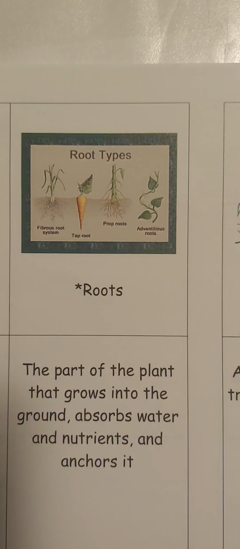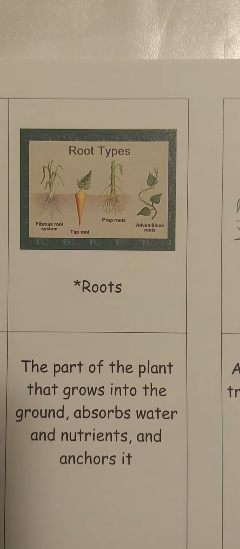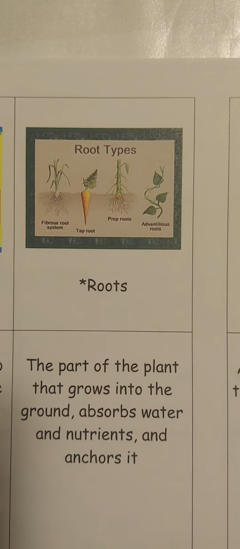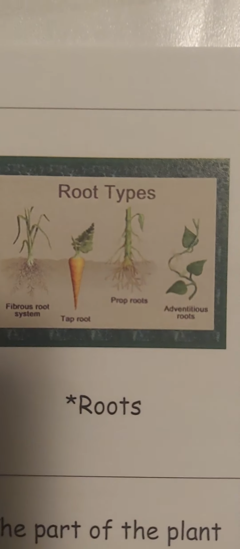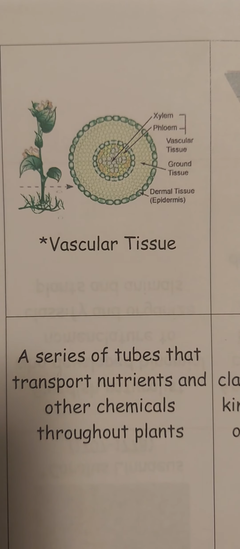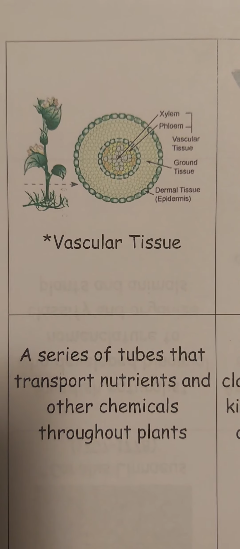Roots, the part of the plant that grows into the ground, absorbs water and nutrients, and anchors it. Vascular tissue, a series of tubes that transport nutrients and other chemicals throughout the plants.